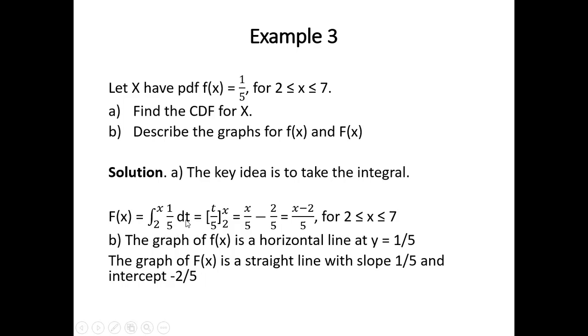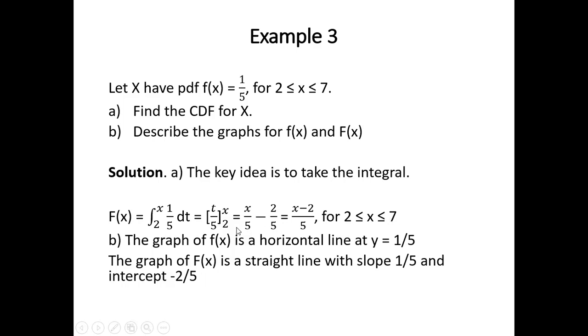I want to change my variable of integration to t, so I make this dt. So when I integrate 1/5, I get t over 5. And this is going to vary where t goes from 2 to x. So we'll get x over 5 minus 2 over 5. Or we could write it as one fraction, x minus 2 over 5, for x between 2 and 7.